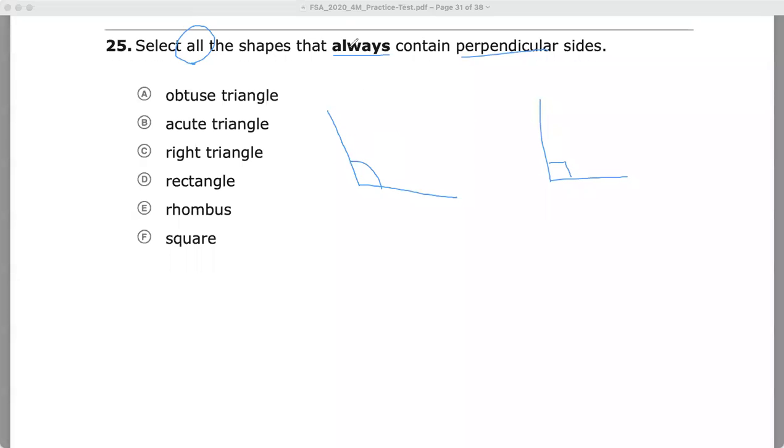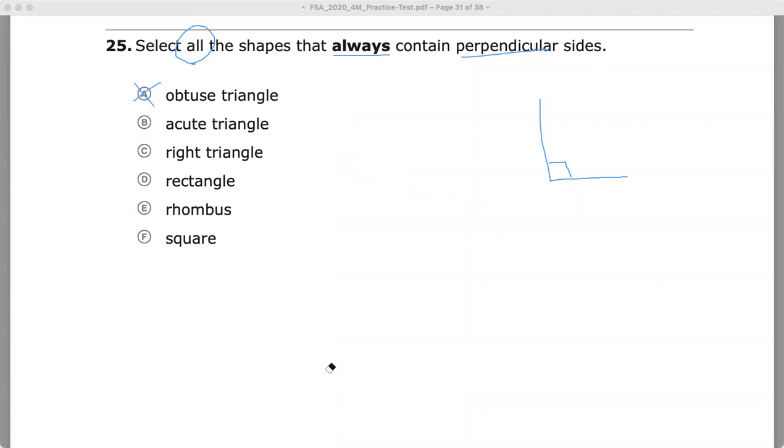This will not always have a perpendicular side because you can't have an angle greater than 90 degrees and a 90-degree angle. I don't think it would. I mean, you might be able to, but it would be a very hard triangle to draw.